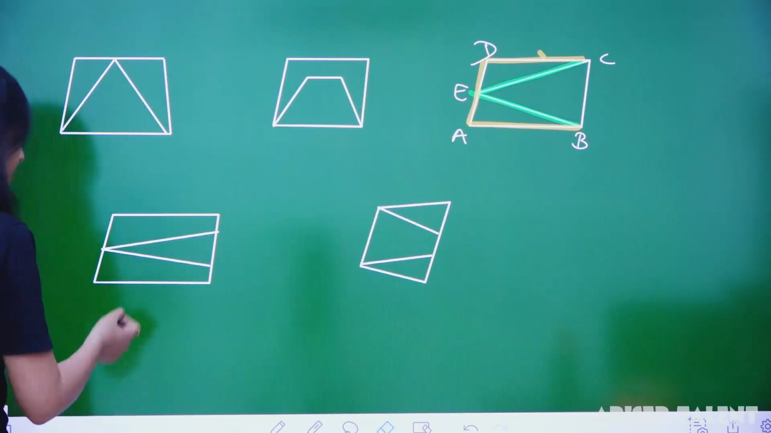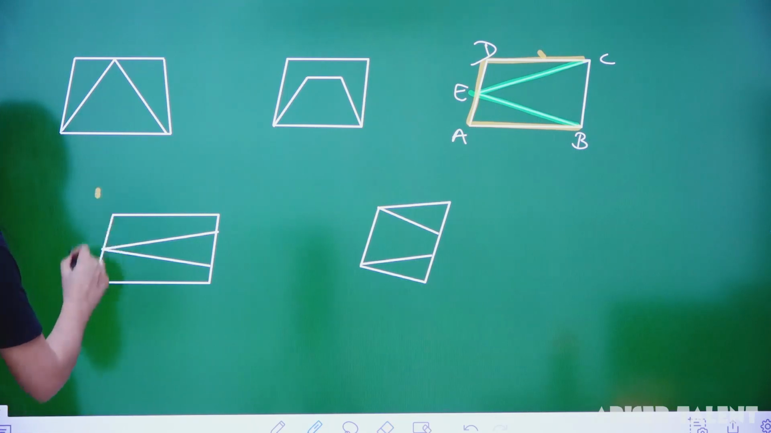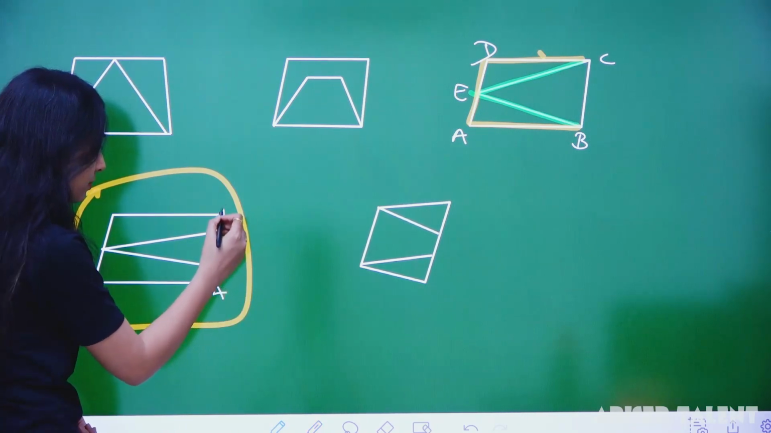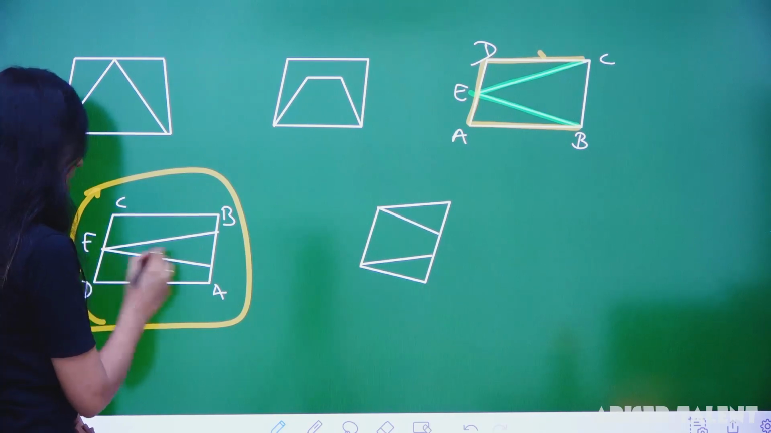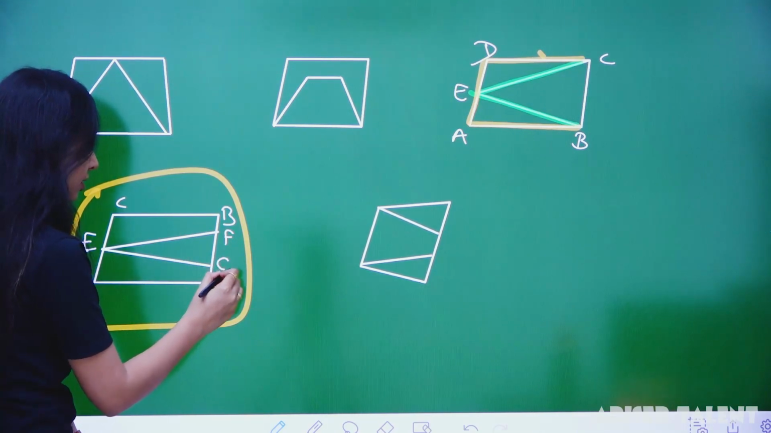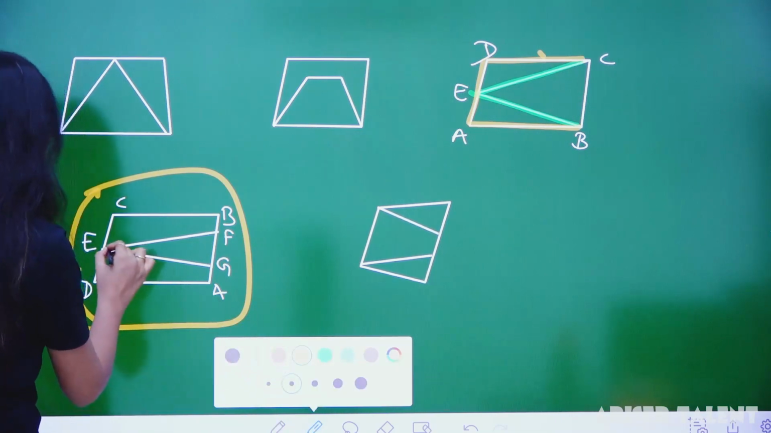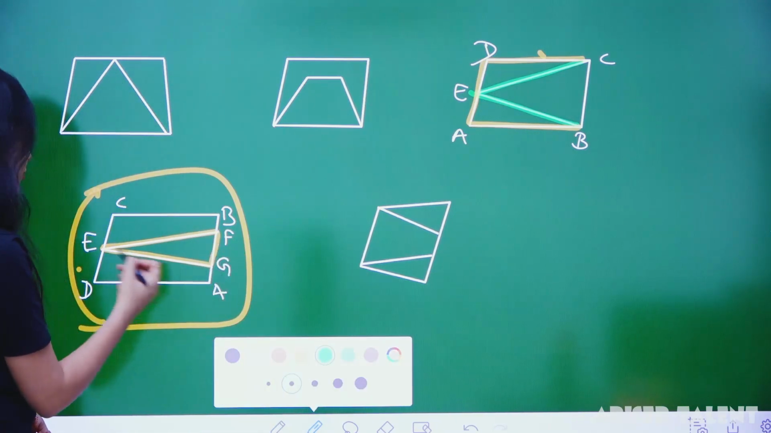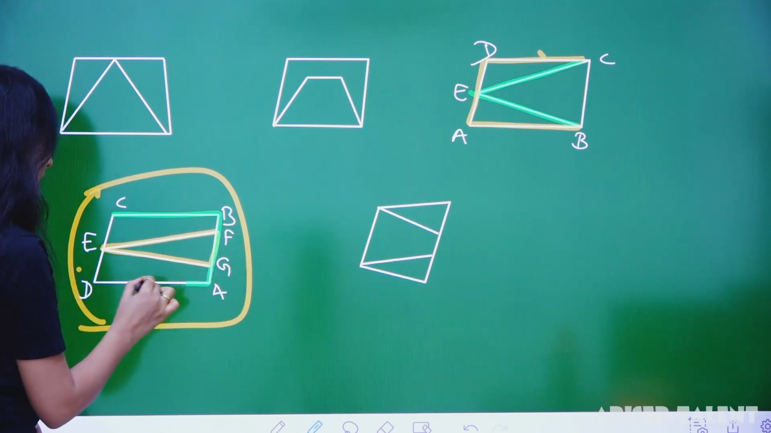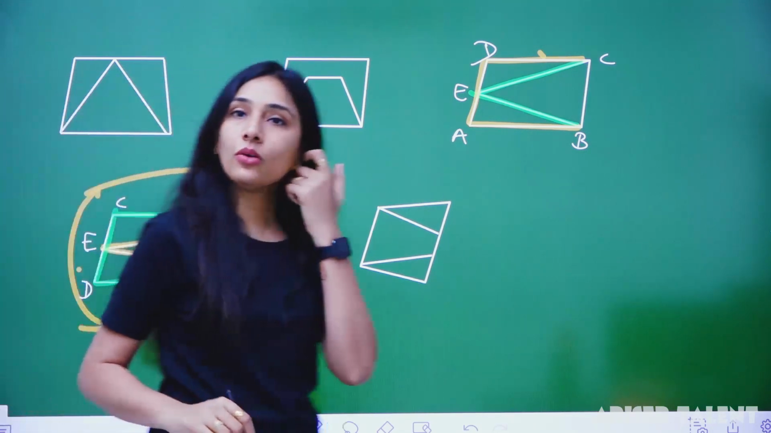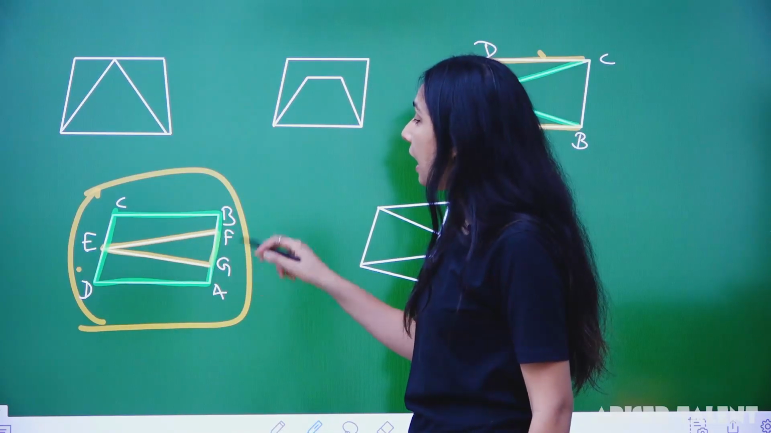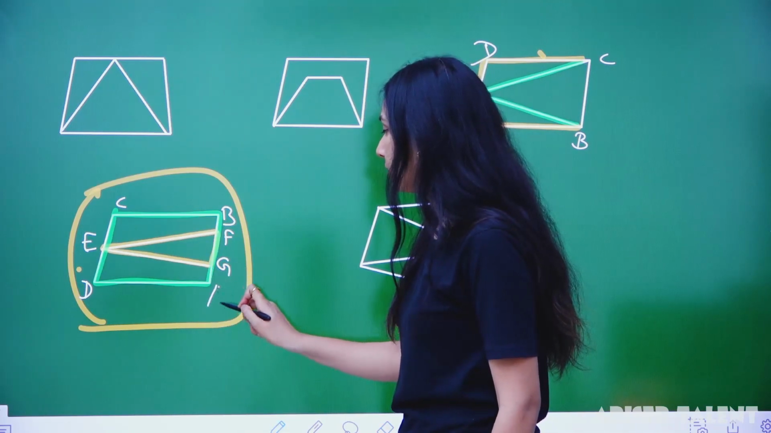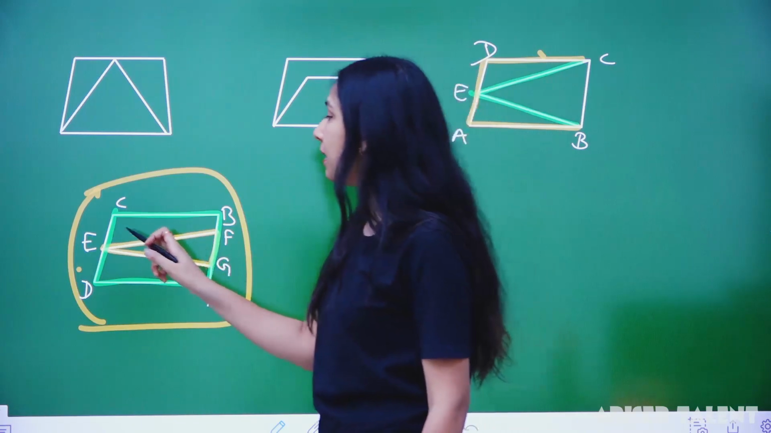Now similarly, if we talk about this figure, have a look here. This is A, this is B, this is C, this is D, this is E, F, G. Now we have this triangle FGE and this parallelogram ABCD. These are between the same parallel lines CD and AB.